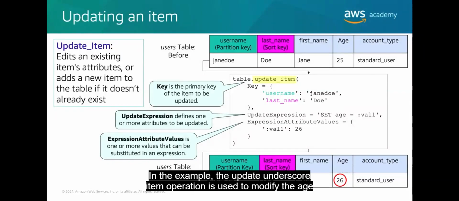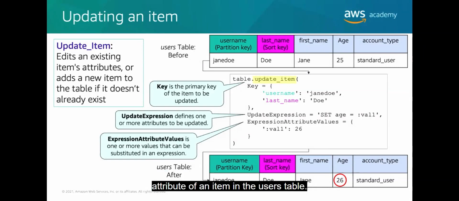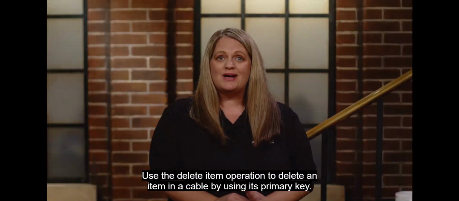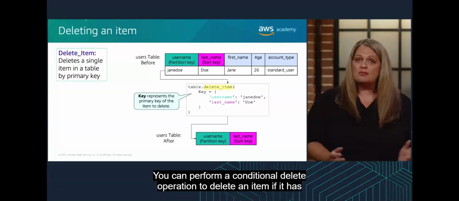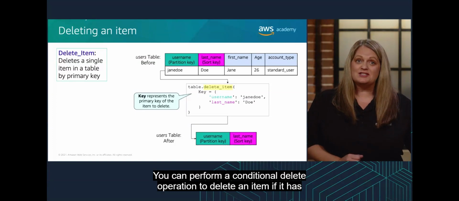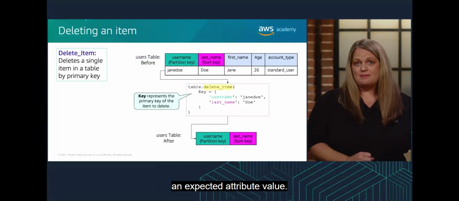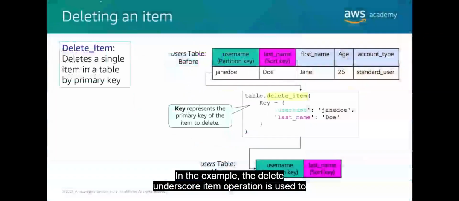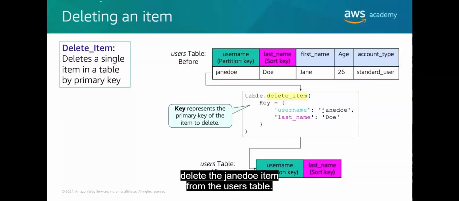In the example, the update_item operation is used to modify the age attribute of an item in the users table. Use the delete item operation to delete an item in a table by using its primary key. You can perform a conditional delete operation to delete an item if it has an expected attribute value. In the example, the delete_item operation is used to delete the Jane Doe item from the users table.